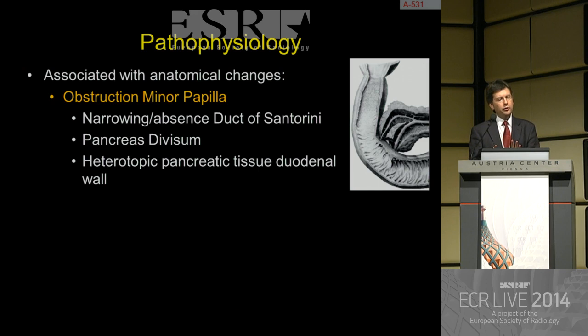Pathophysiologically, most of these cases have associated anatomical changes with obstruction of the minor papilla. And that is due to various factors, due to narrowing or absence of the ductus santorini, a pancreas divisum, or also heterotopic pancreatic tissue within the duodenal wall. In addition, there have been some cases reported following gastric surgery as well.